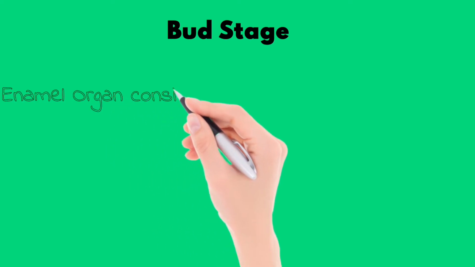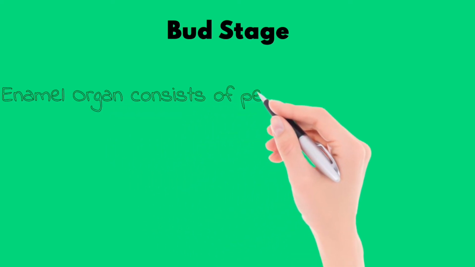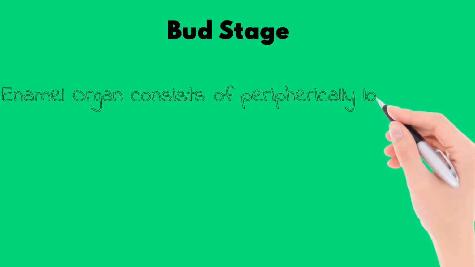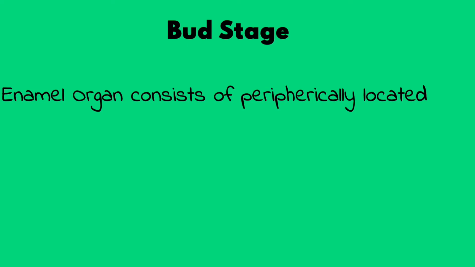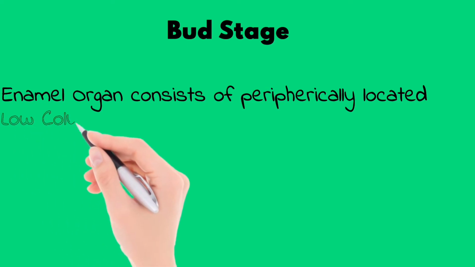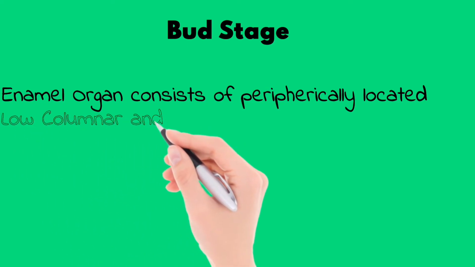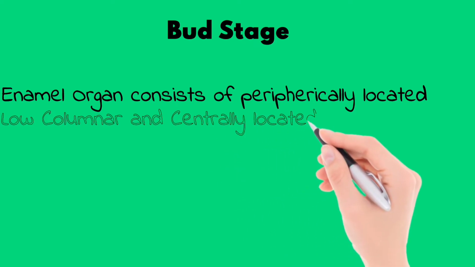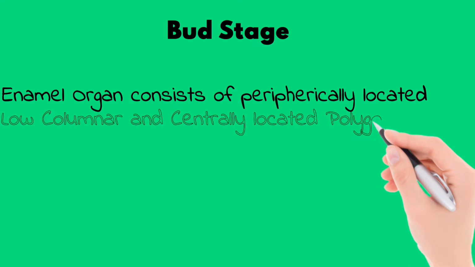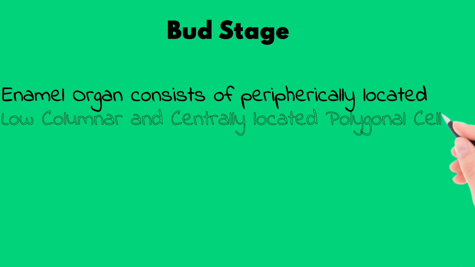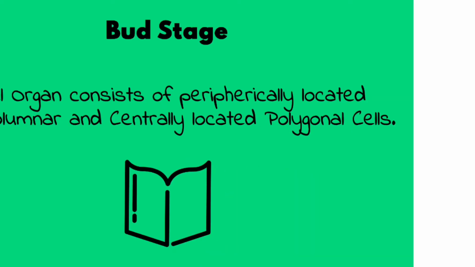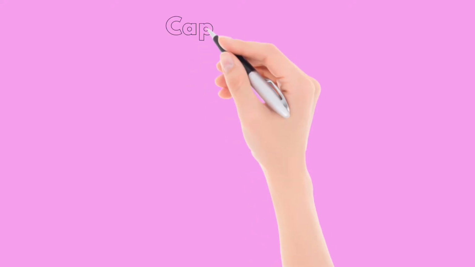In this bud stage, the enamel organ, which is shown in the previous slide in the picture, consists of peripherally located low columnar cells, and centrally located polygonal cells. I further repeat that in the peripheral location there are low columnar cells, and in the central location there are polygonal cells. Further, as a result of the increased mitotic activity, the tooth germ gets formed.